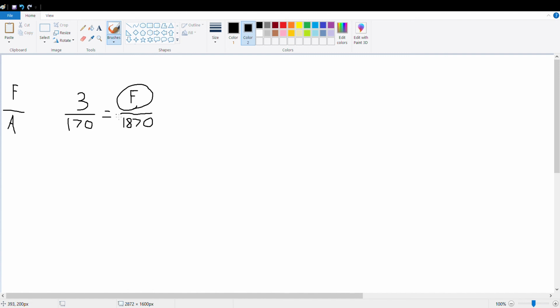So we're going to run our problem through just as we've seen before. We cross multiply 3 times 1,870 equals 170 times F, because we cross multiply both sides. 3 times 1,870 will equal 170 times F.